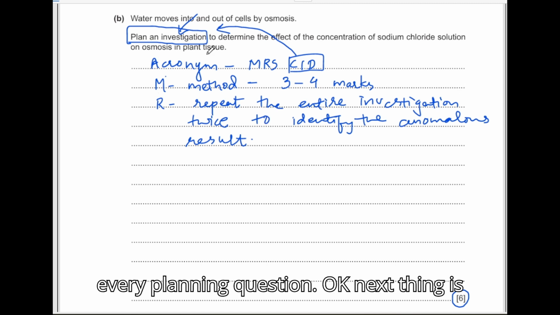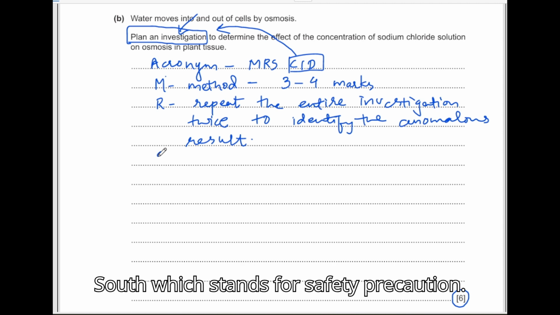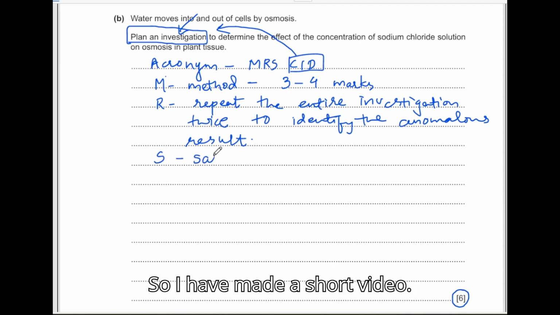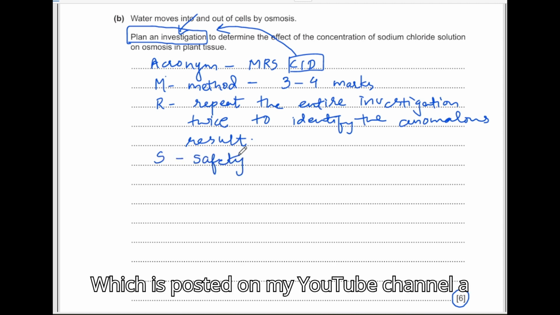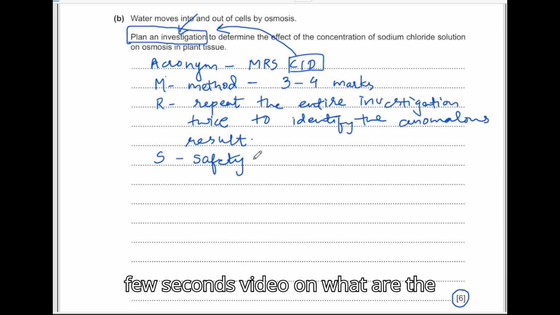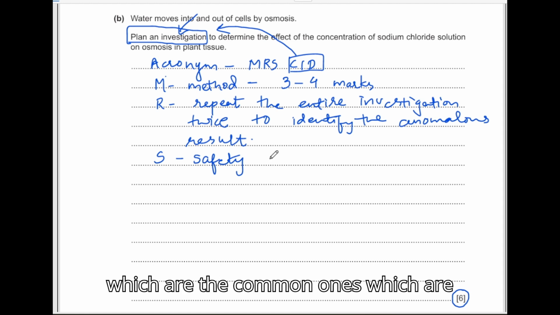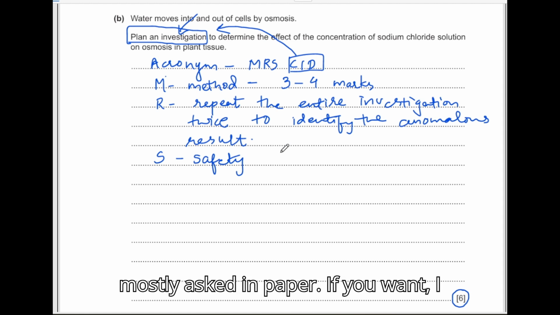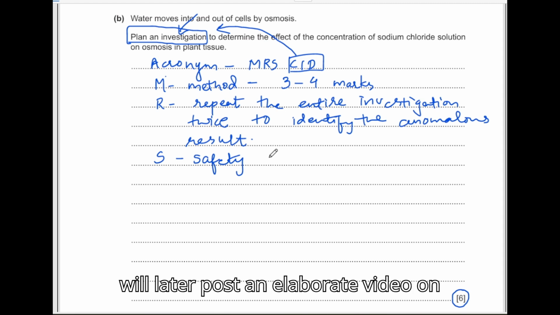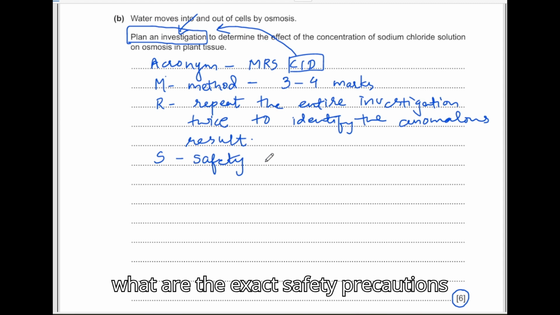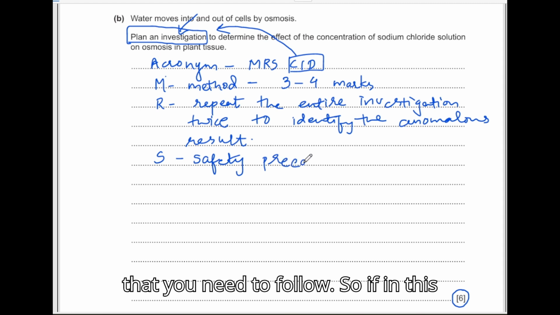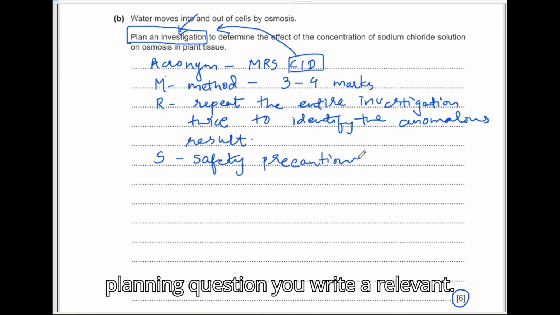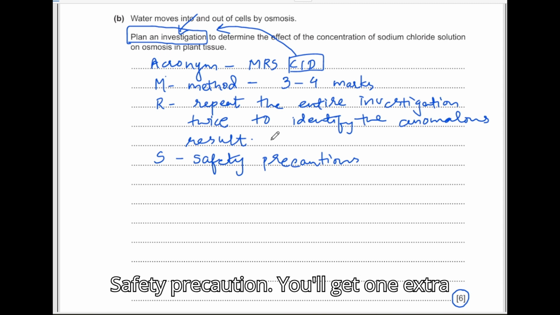Next thing is S, which stands for safety precaution. I have made a short video, posted on my YouTube channel, a few seconds long, on the relevant safety precautions which are the common ones mostly asked in the paper. If you want, I will later post an elaborate video on the exact safety precautions that you need to follow. So if in this planning question you write a relevant safety precaution, you get 1 extra mark here.